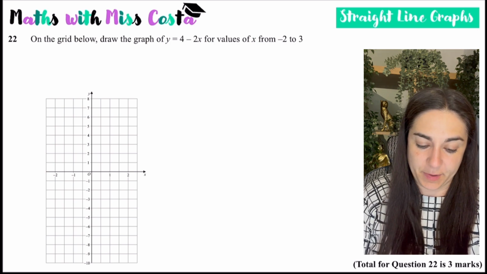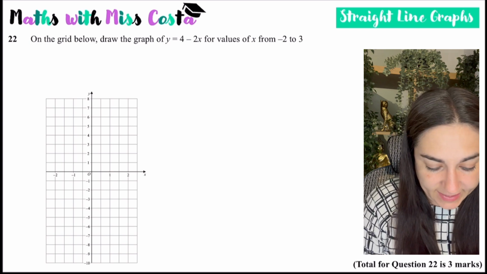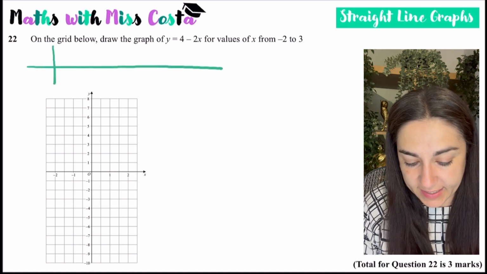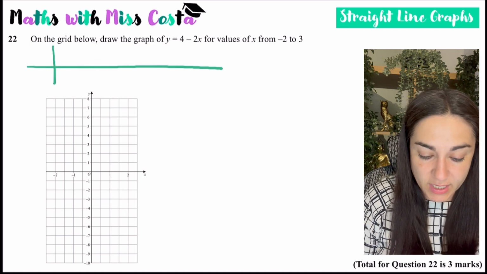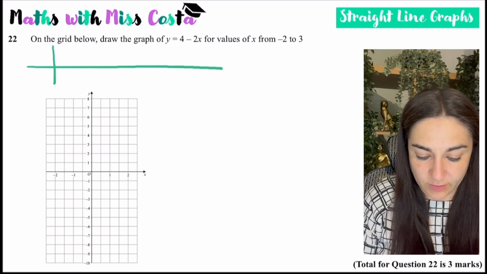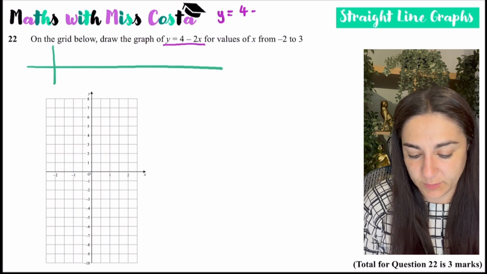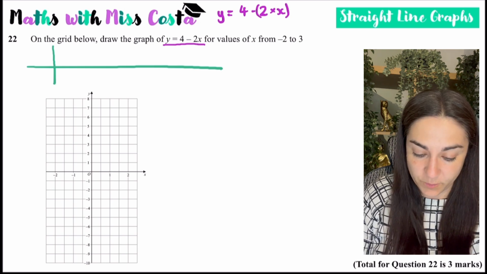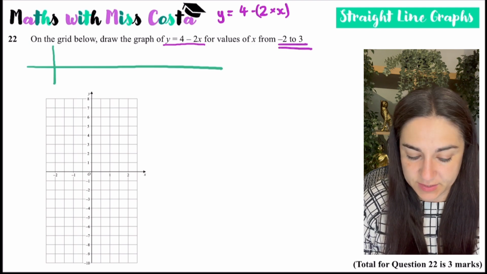Next, I am being asked to draw a straight line graph. I haven't been given the grid, and this can happen. So if you have been given a blank grid and you haven't been given a table of values, then just draw your own. You have been told that you want to draw the graph of y = 4 - 2x. So the equation is y = 4 - 2x, and 2x just means 2 times x. So I might write that out just to help me out. And then I need to do this for values of x from -2 to 3.